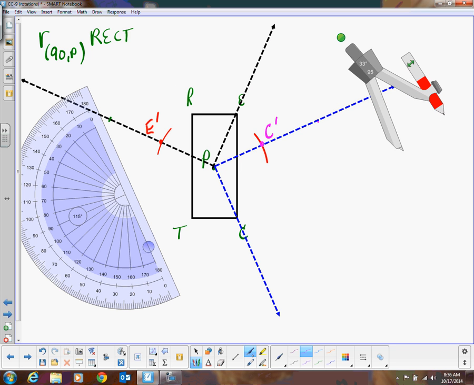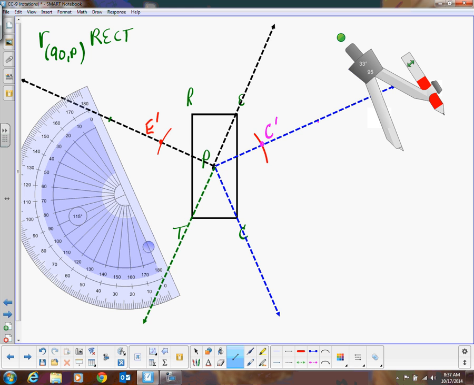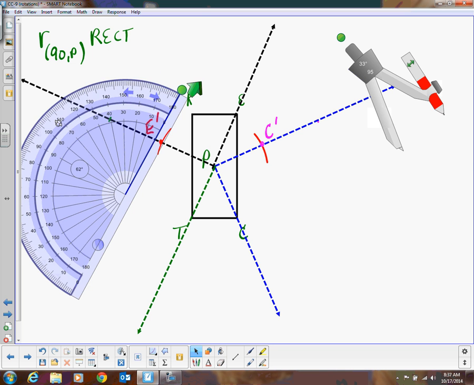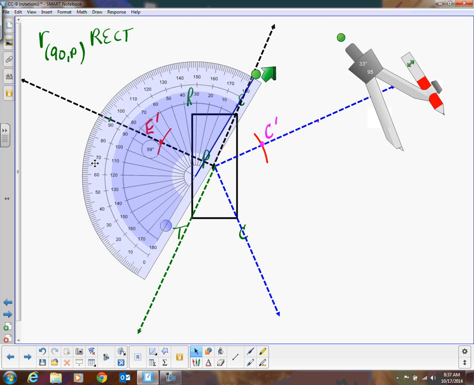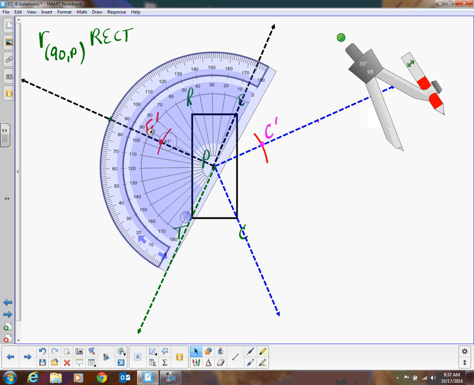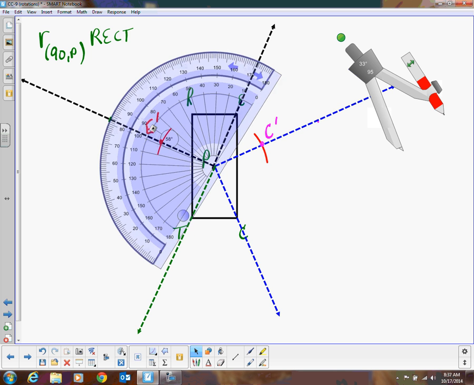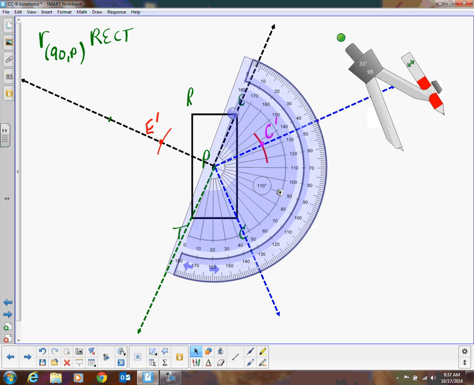So, what's our goal? Our goal is to rotate this rectangle. From P through T, I'm going to use green. I'm going to put this on the center of rotation. Question: if I do this, is this going against the clock or with the clock? That's wrong, so I need to move it this way. I need to go against the clock.